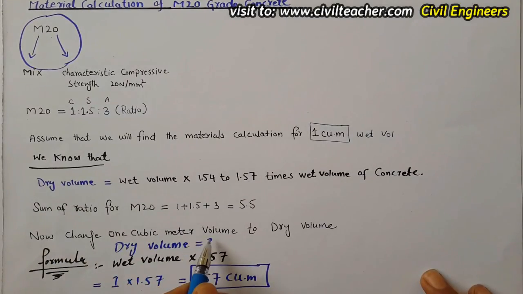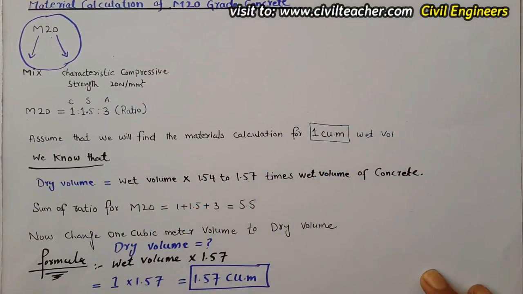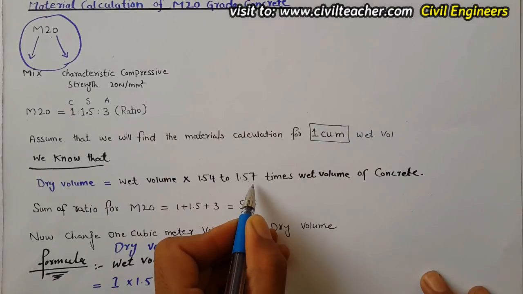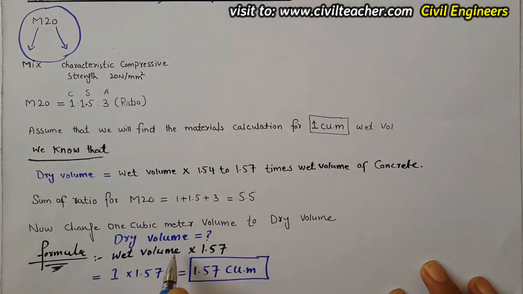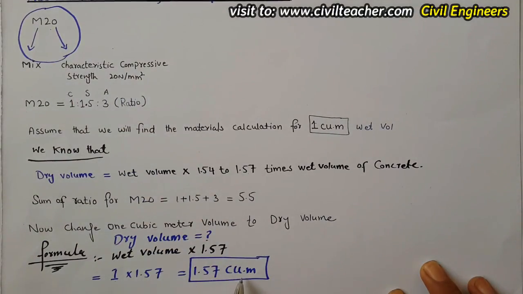Now change 1 cubic meter volume to dry volume. This is the 1 cubic meter in which I have to find out the material. So now convert it to the dry volume. What will be the dry volume? Wet volume multiplied by 1.57, because I have already told you that dry volume is 1.54 to 1.57 times the wet volume of concrete. So the formula is wet volume multiplied by 1.57. The wet volume is already 1 cubic meter, so 1 multiplied by 1.57. The total volume or dry volume for M20 grade of concrete is 1.57 cubic meter.